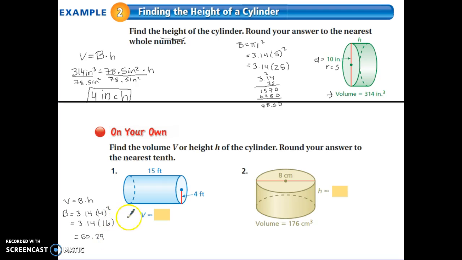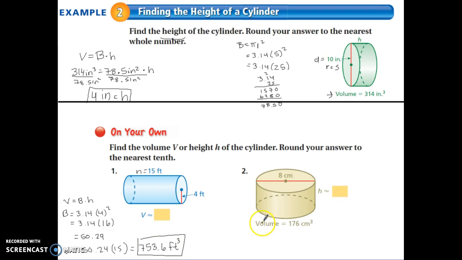So my final answer is going to be 50.24, the area of my base, multiplied by the height, or the distance between the bases, which is 15. When I multiply by 15, I get a final answer of 753.6 feet. And since we are talking volume, we have cubic feet.